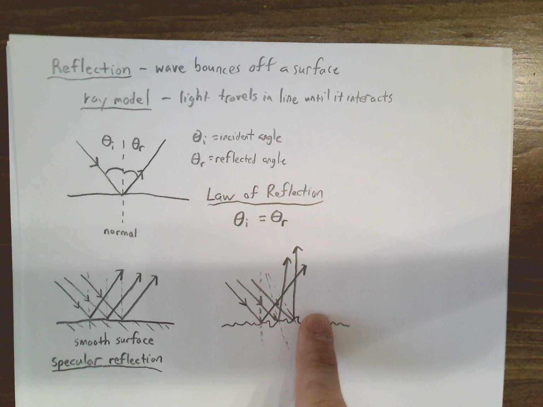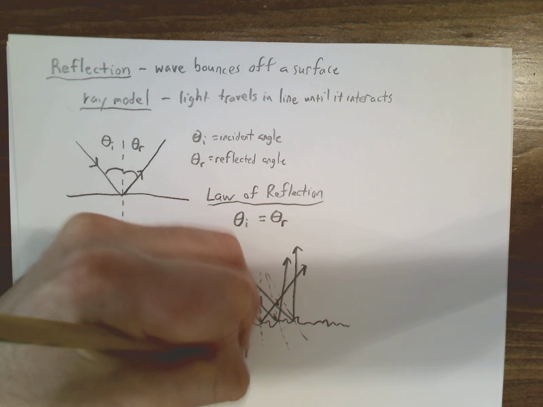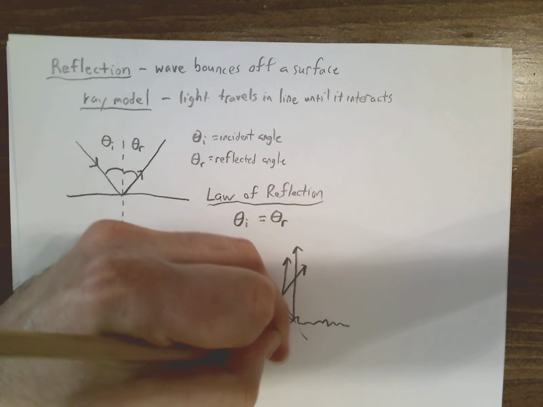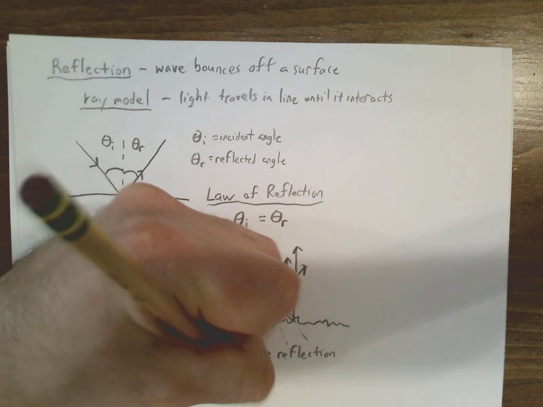And this gives you information about color or texture or other material properties. But you don't see yourself reflected in such a surface. So here's our jagged surface. This is what we call diffuse reflection. And this is actually probably the most common kind of reflection that we observe in our day-to-day lives.